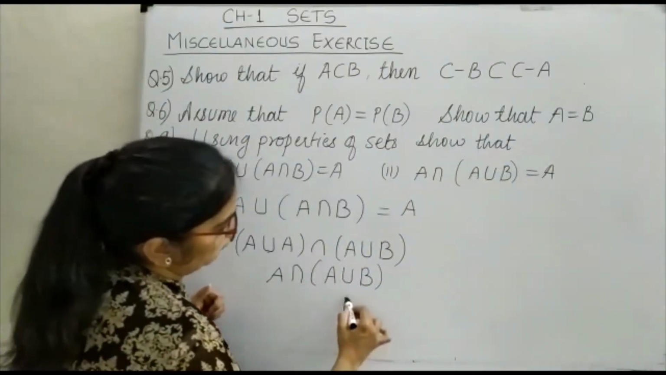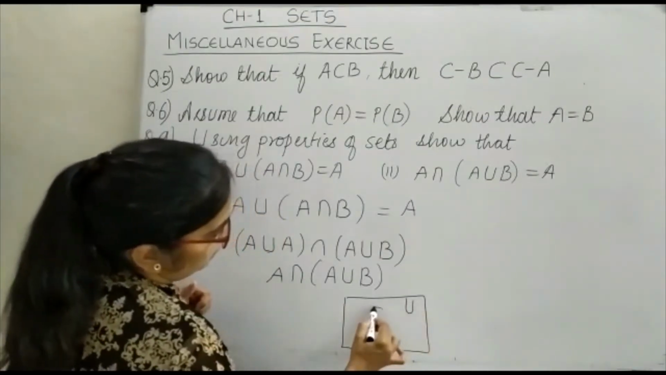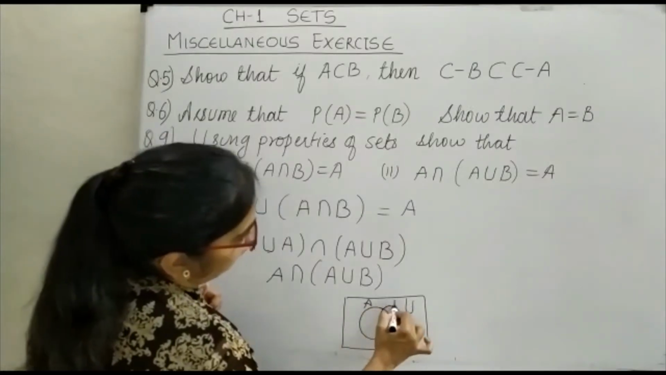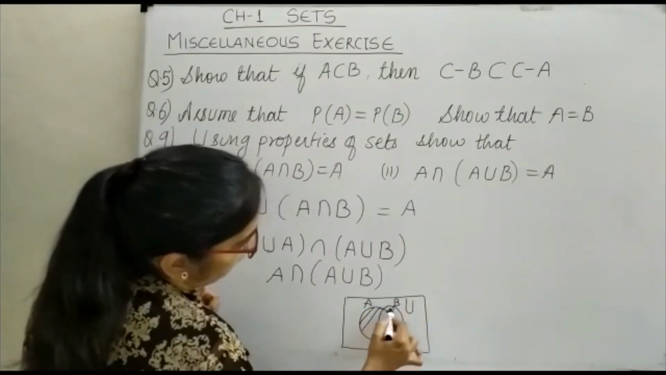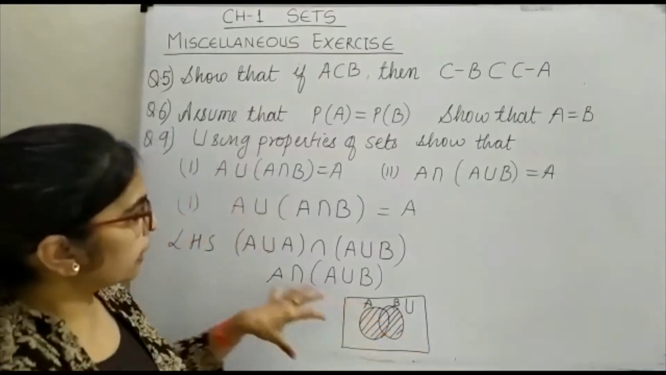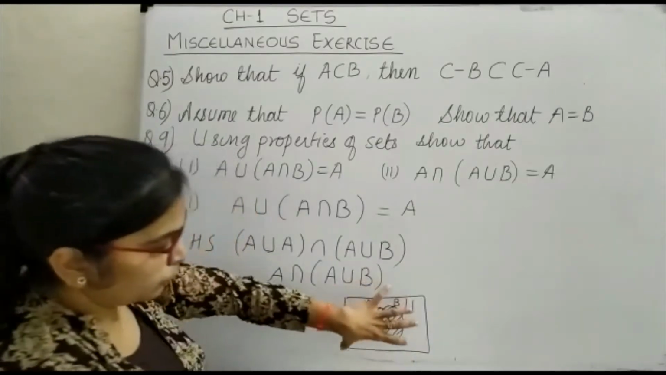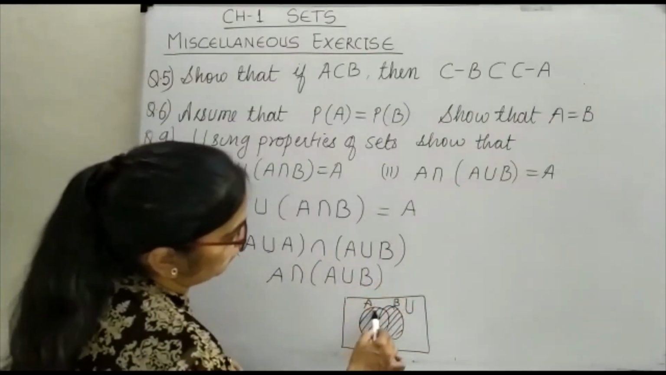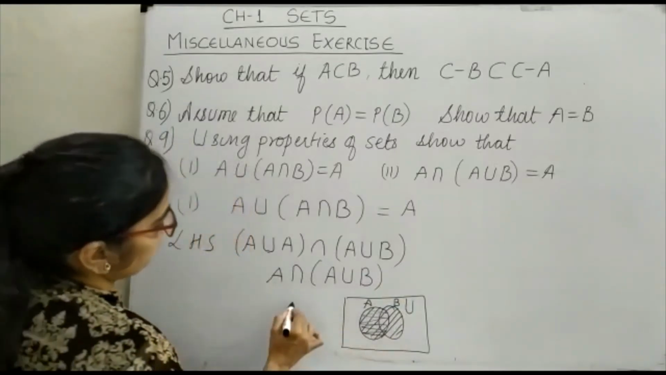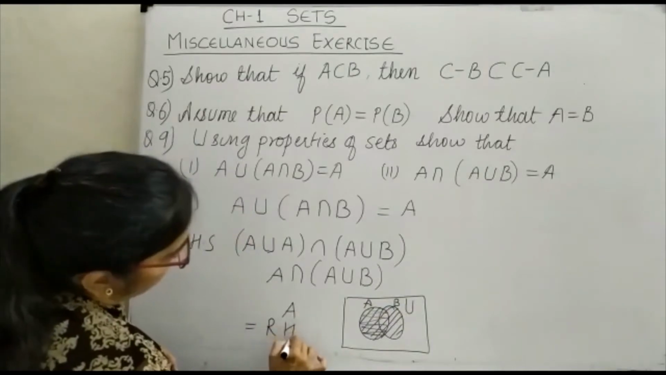If you see by the Venn diagram, this is your Venn diagram. You can see this is A and this is B and this is A union B. Now see, when you take the intersection of A union B with A, the complete shaded portion of A union B, its intersection with A gives you what? A. So this is equal to A, and this is equal to your right hand side.